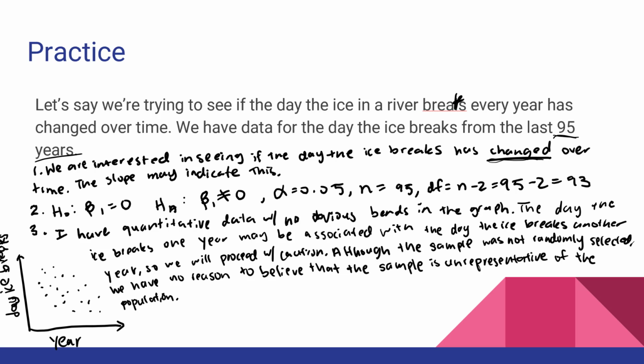Next, we have our 10% condition. So did we sample under 10% of all of the possible years? So the Earth has been around for more than 950 years, so we're good.